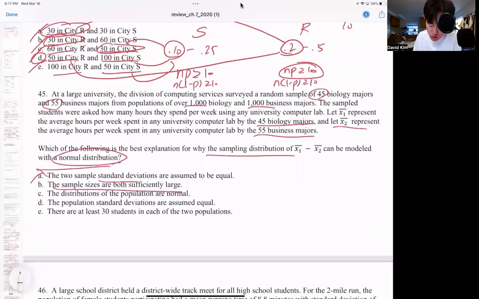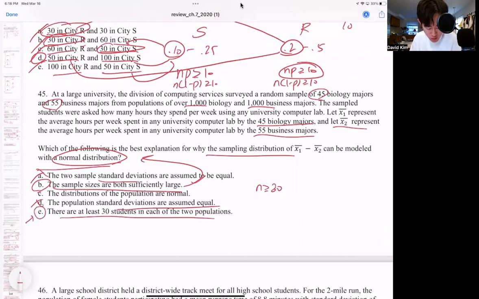The sample sizes are sufficiently large. That sounds great because remember the rule of large count that allows us to assume normality. The distribution of populations are normal. Did it say that? I don't see that anywhere there. The population standard deviations are assumed equal. Like I said, standard deviation has nothing to do with the normality of the distribution. There are at least 30 students in each of the two populations. Oh, I'm sorry. This is actually a lot better for the choice.